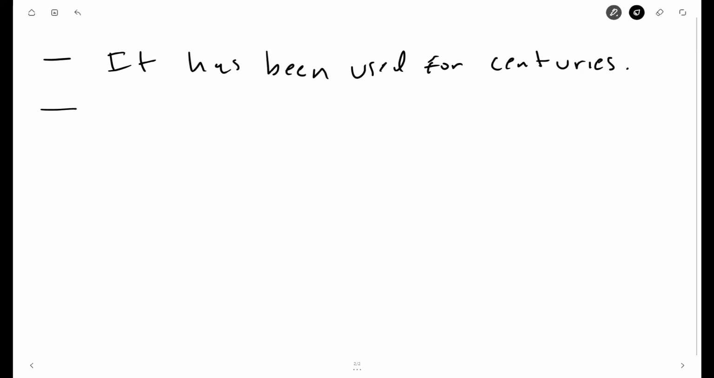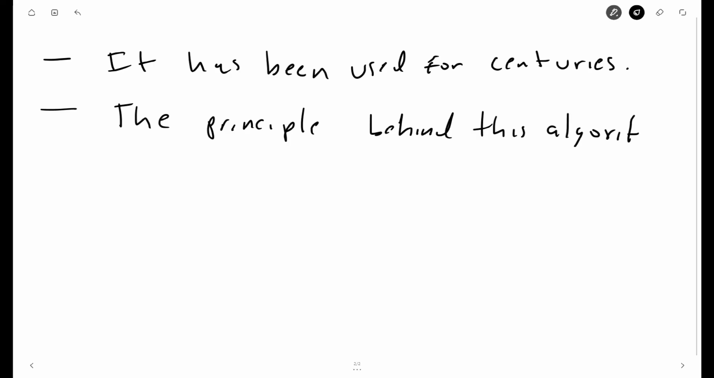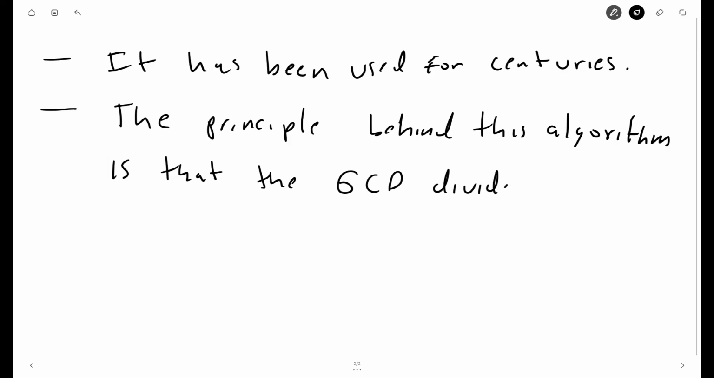So the principle behind this algorithm is that the GCD divides A and B, and the difference between the two numbers.